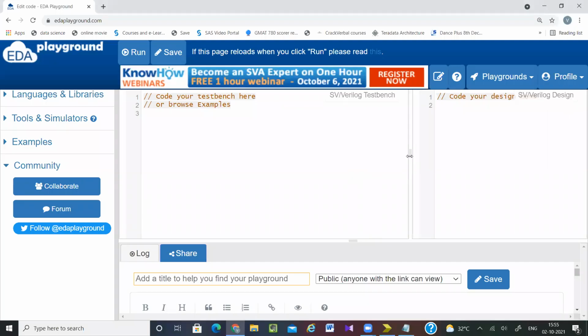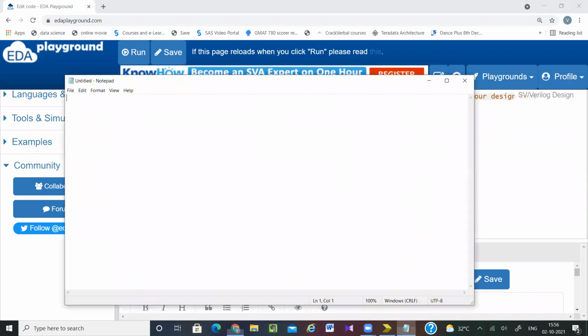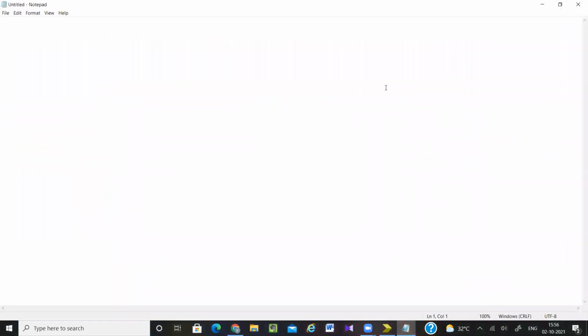Hello all. Today I'm going to explain how to design a sequential circuit in Verilog code. So we will start from flip-flop. Sequential circuit means two types of sequential circuit: latch and flip-flop. About latch I will explain in another video. This video is all about flip-flop.